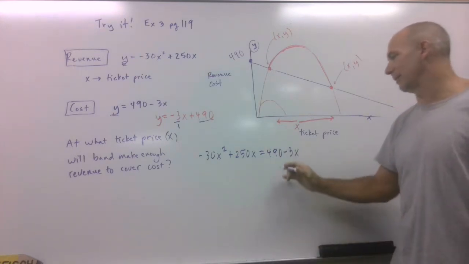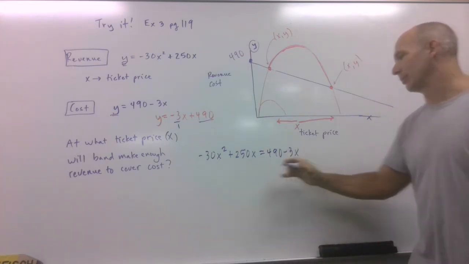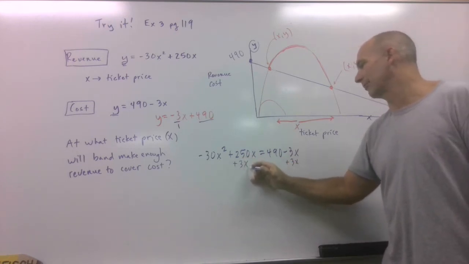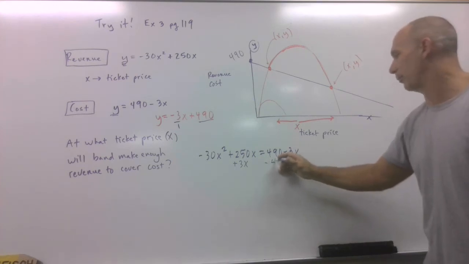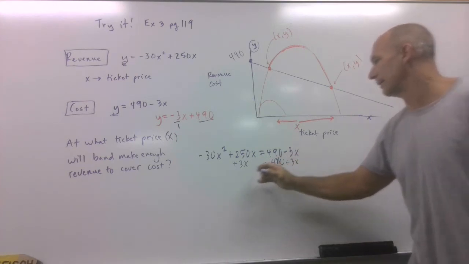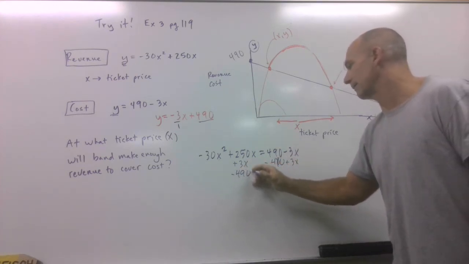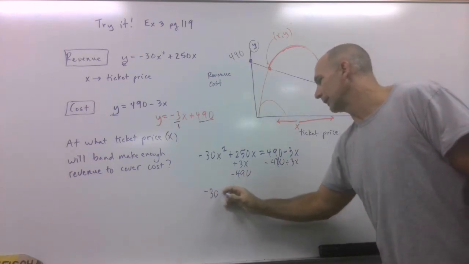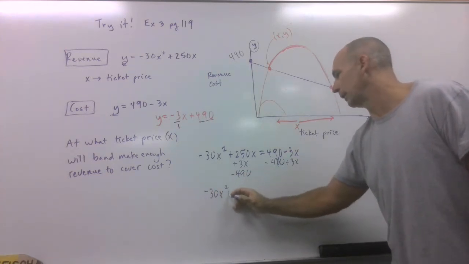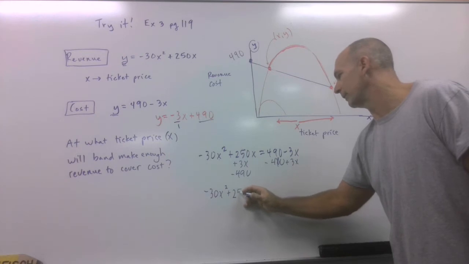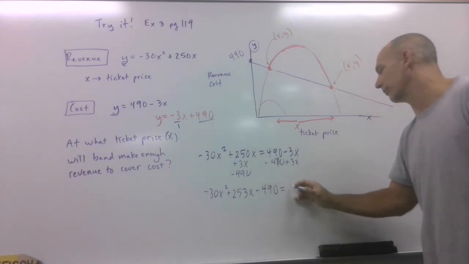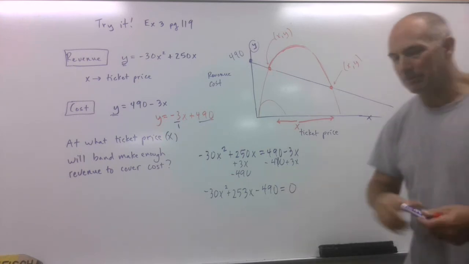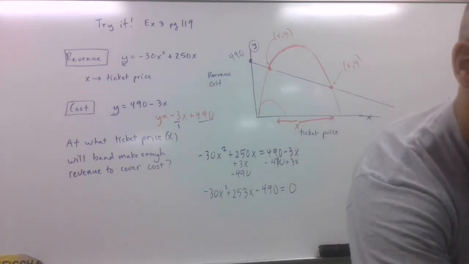Resist the urge to hit the panic button. Add 3x, and subtract 490, subtract 490, negative 30x squared plus 253x minus 490 equals 0. I got to check something. I might have written one of the numbers down wrong.